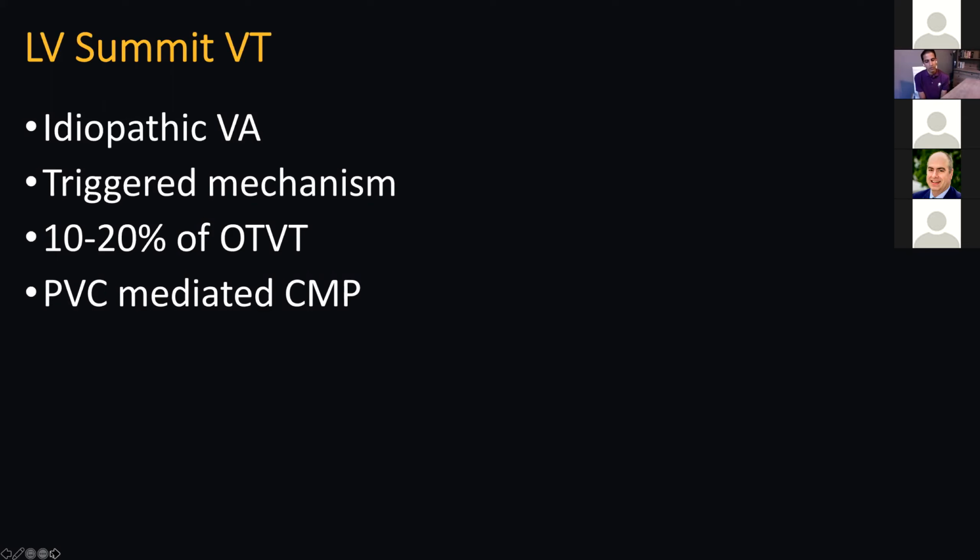In terms of why it is important to go after these: they cause troubling symptoms for the patients, but if you have a high enough burden, they've also been implicated in developing PVC-mediated cardiomyopathy. So it's very important to know how to get rid of these things.